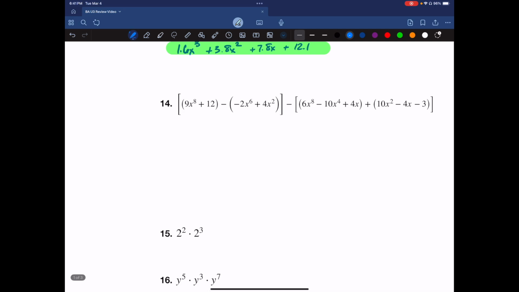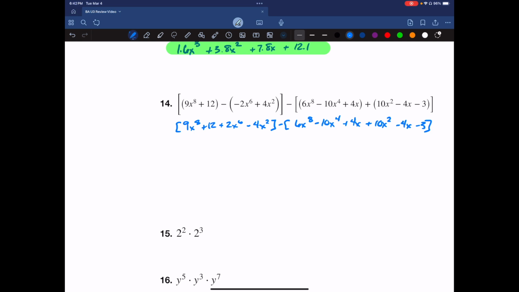Now, 14 is a little more complicated as far as there's more to do and there's more to keep up with, but there's no decimals. So it's kind of a wash compared to 13. But here, I'm going to distribute that negative on the back end. So it's going to be 9x to the 8th plus 12 plus 2x squared minus 4x squared, or 2x to the 6 minus 4x squared. Close bracket. Because I have parentheses inside the bracket, I'm just going to do minus and bracket this real quick. It's going to be 60x to the 8th plus 10x to the 4th. It's 4x plus 10x squared minus 4x minus 3.